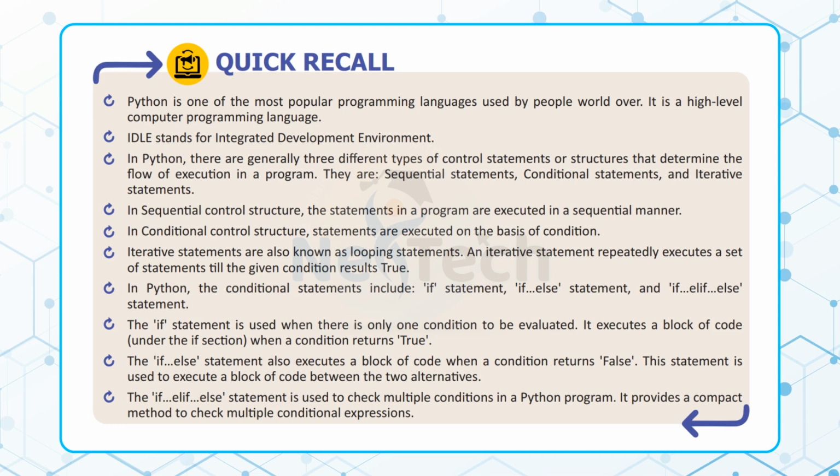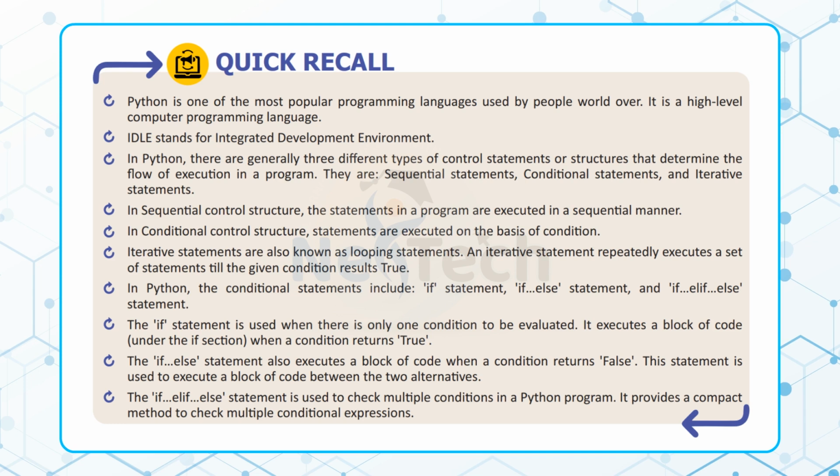In sequential control structure, the statements in a program are executed in a sequential manner. In conditional control structure, statements are executed on the basis of condition. Iterative statements are also known as looping statements. An iterative statement repeatedly executes a set of statements till the given condition results true.